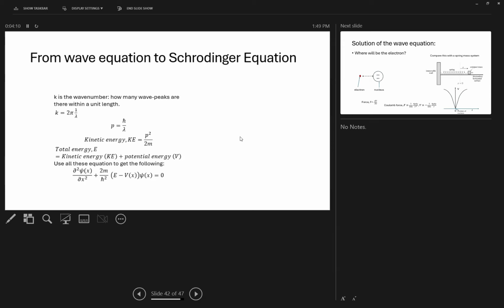where h is Planck's constant and lambda is the wavelength. So using this simple law, they just plugged that into the previous wave equation. Okay, so what did they get? They get the following.